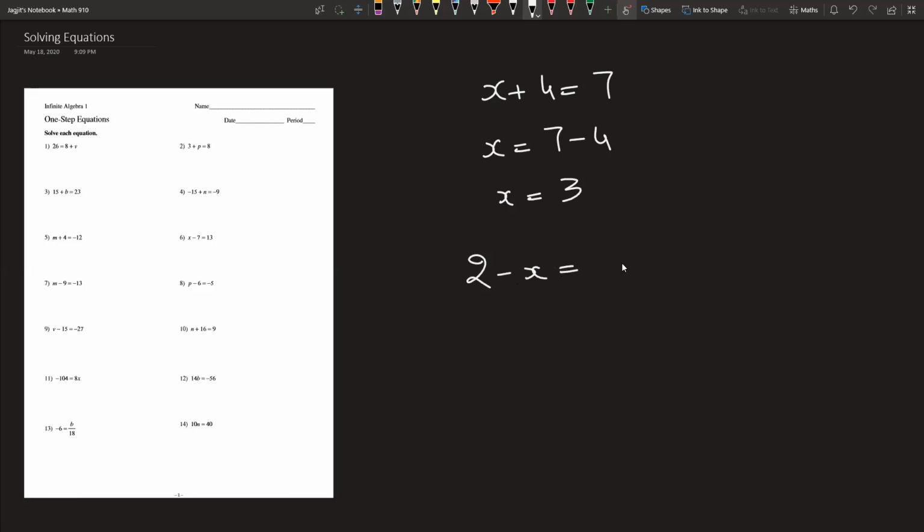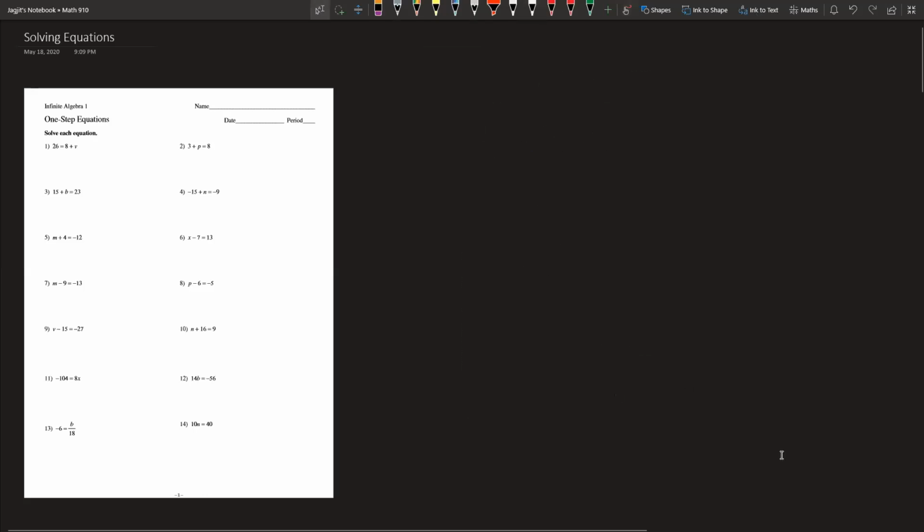Let's do this one. So 2 minus x is equal to, let's say, 3. Now, guys, you got to be watchful here. This is negative x. I want to isolate x. So what I'm going to do is move this negative x to the other side. When I move it to the other side, it's going to become positive x. And then I'm going to move this 3 to this side. This is plus 3. When it comes to this side, what's it going to become? Minus 3. And 2 minus 3 is negative 1. Do you understand this? Yes. Okay, good.